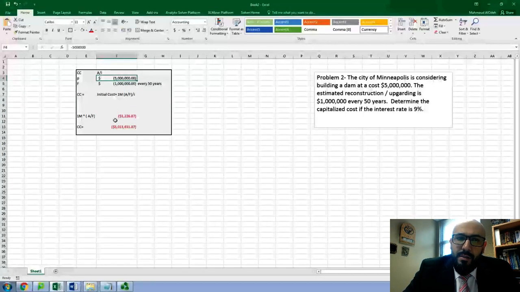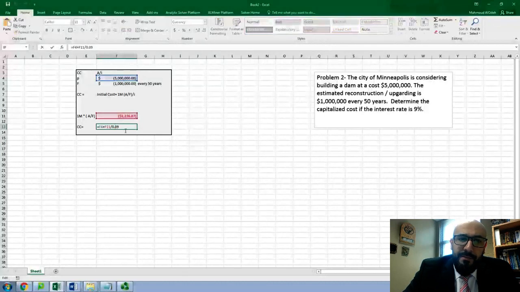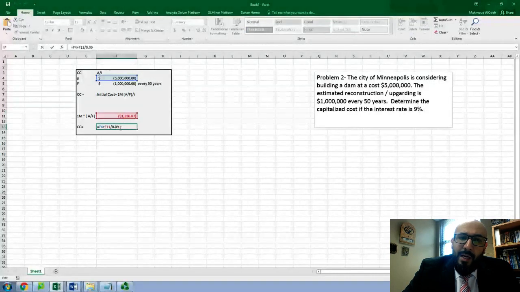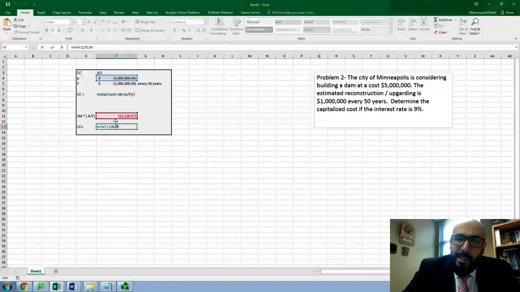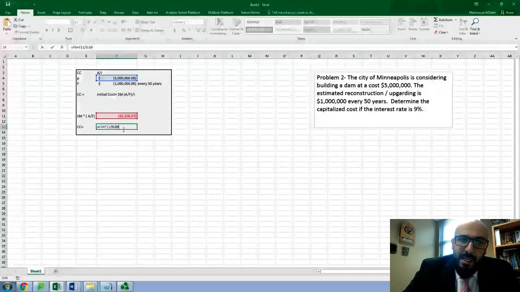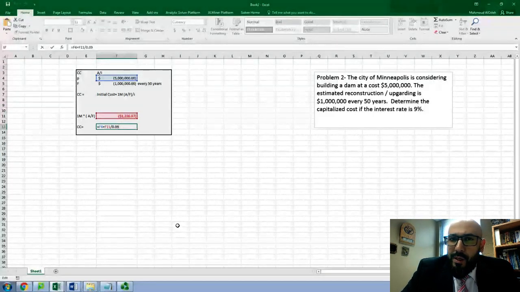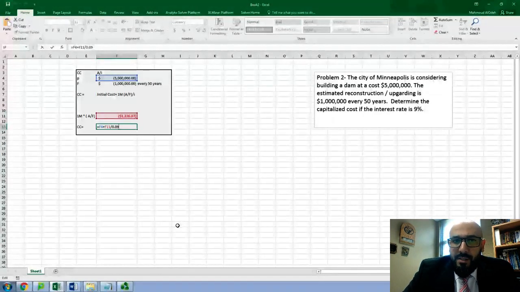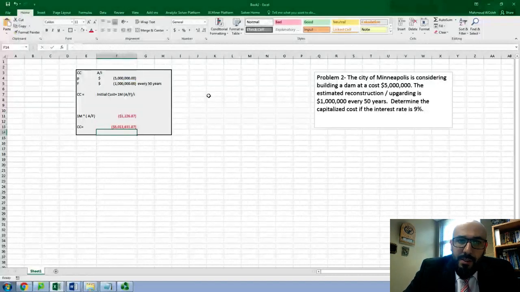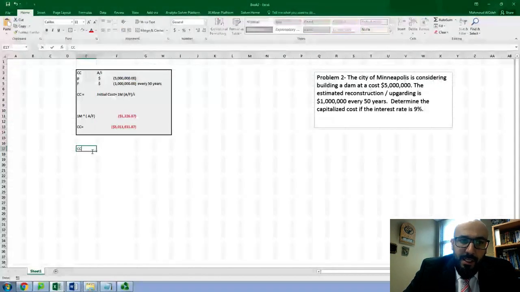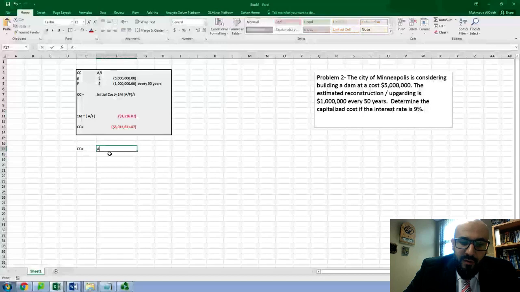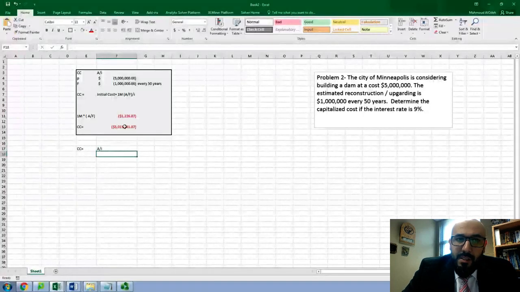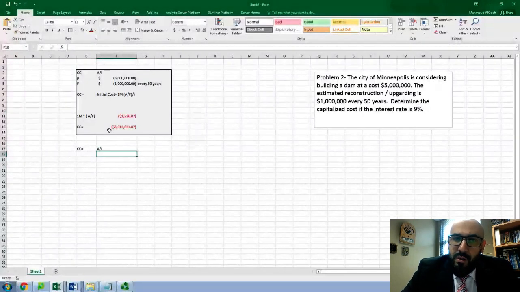Now that we have the equivalent for the 1 million, we add the 5 million initial cost, which is already in present value, plus A over i. So plus the annual expense, 1226 divided by 9%, and this is how we calculate the capitalized cost. Again, it all started from the capitalized cost equation, A over i, but in this question we have a present worth, the initial cost.